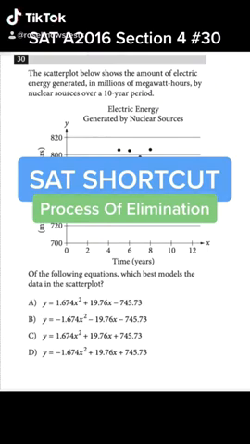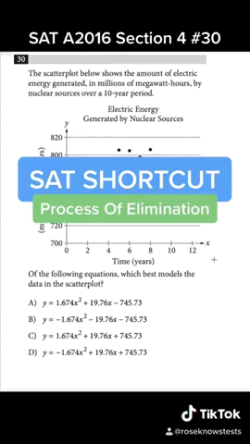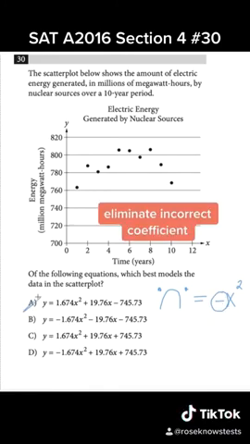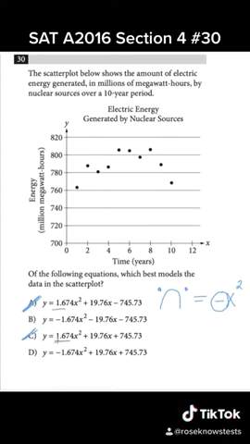Here's a really quick way to solve this question using process of elimination. So first, we notice that the shape of the parabola is a sad face. When you have a sad face parabola, then the coefficient in front of the x squared has to be negative. So because that has to be negative, we can eliminate A and C because these are positive.